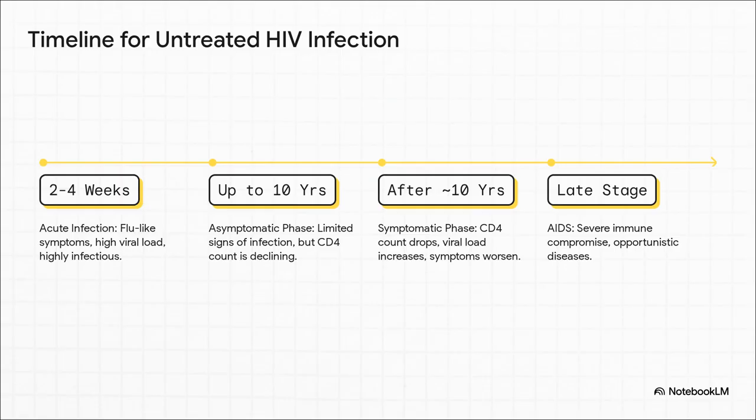Now, if it's left untreated, HIV follows a pretty predictable path. It all starts with this acute phase where the person feels like they have a really bad flu, and they're highly infectious. This is followed by a really long asymptomatic phase. It could be up to 10 years, where the virus is just silently, steadily destroying those CD4 cells. Eventually, that leads to a symptomatic phase, and then ultimately to AIDS, which is a total collapse of the immune system.